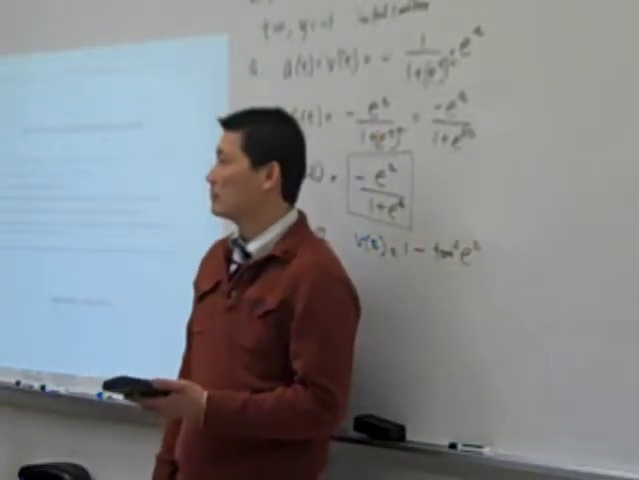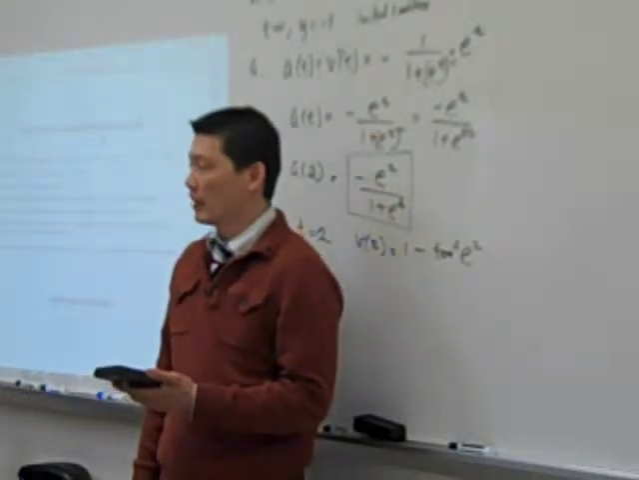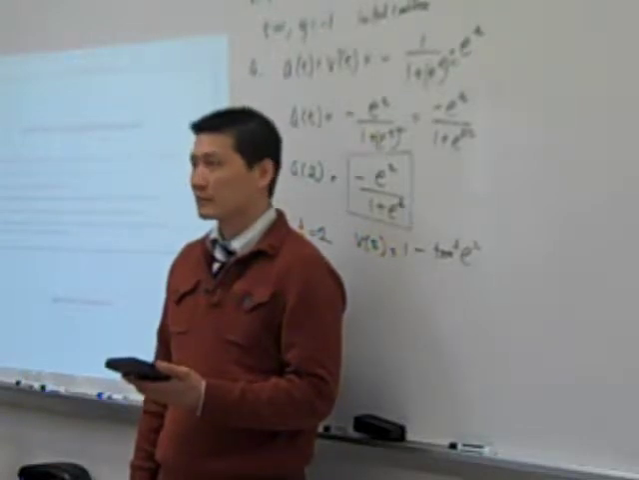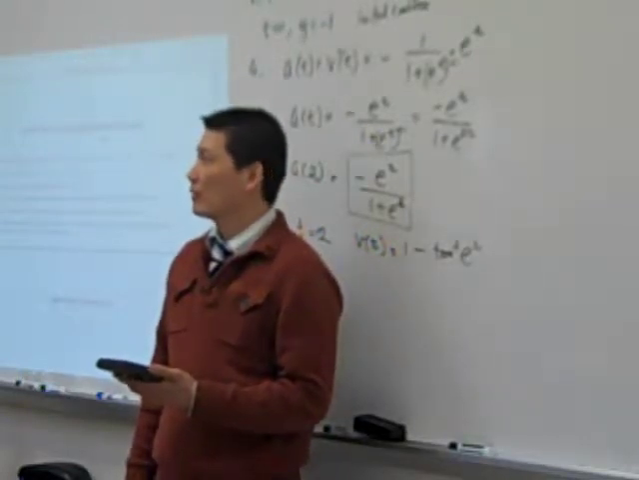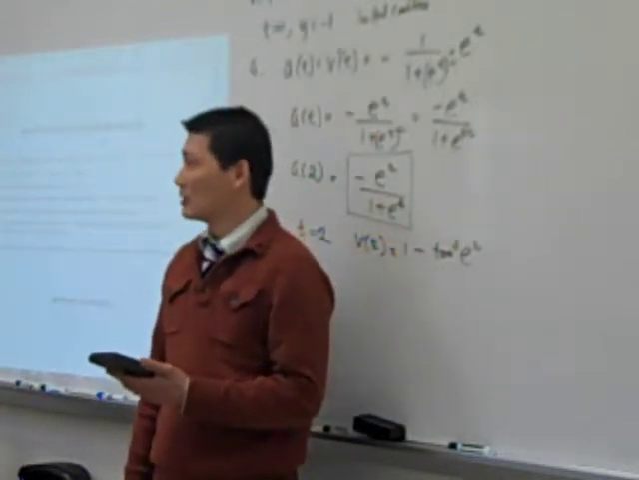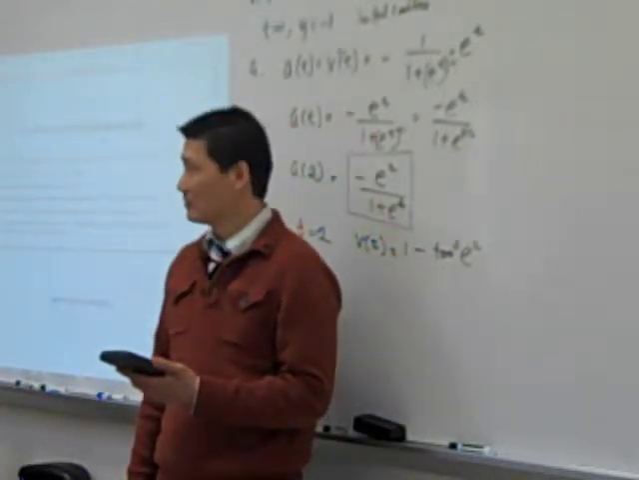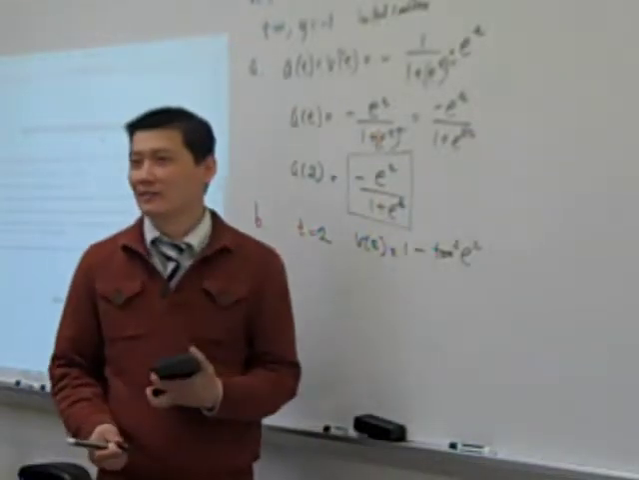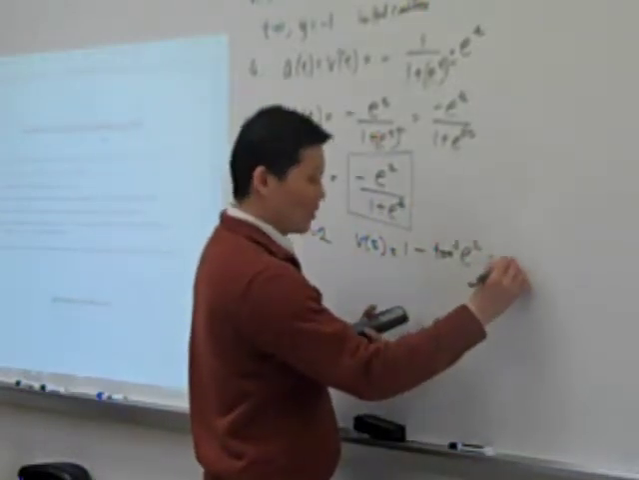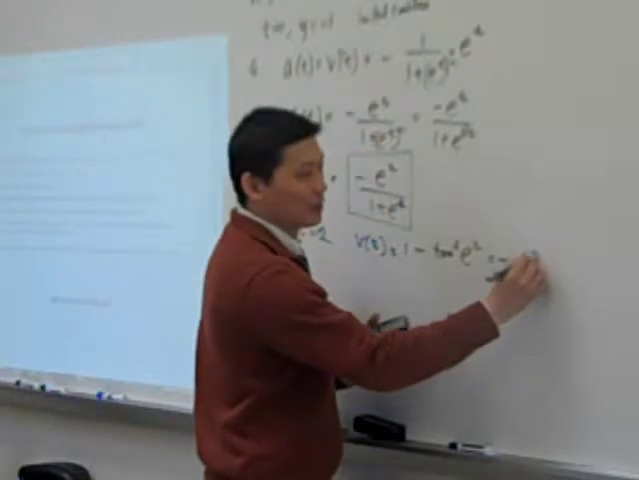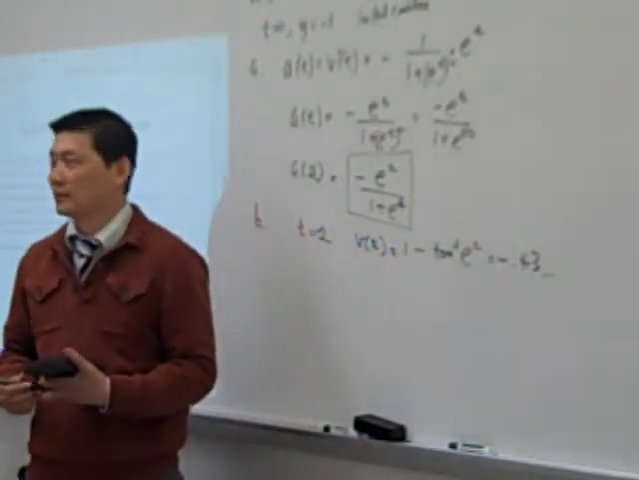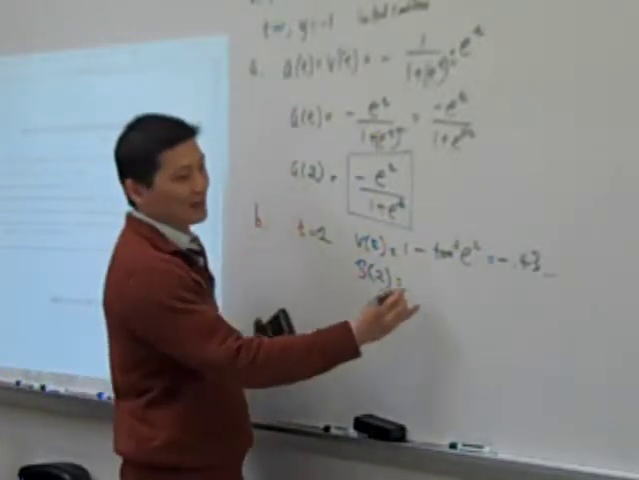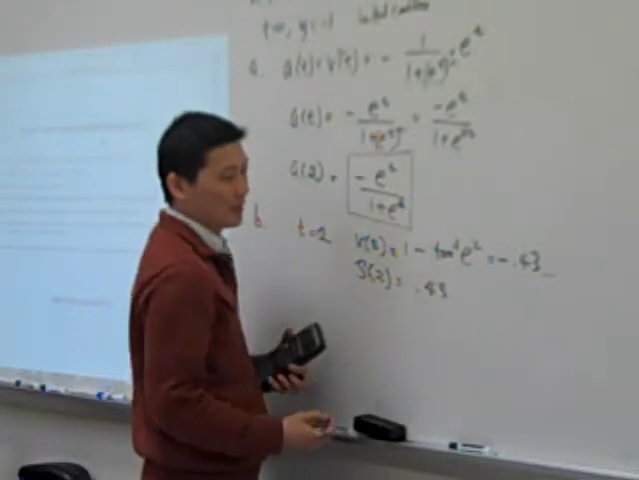Let me know what you have. Negative 0.436. Okay, negative 0.436, yes, it's negative. Now, what do you think speed is? Speed at 2 is positive 0.436, right?